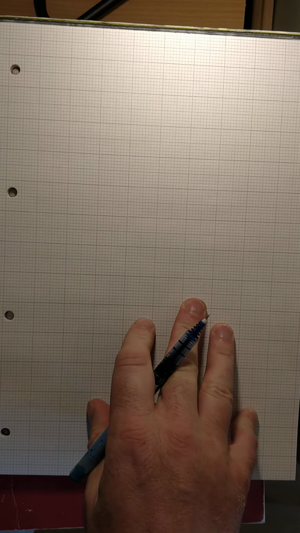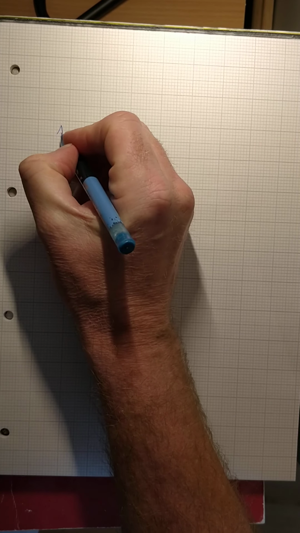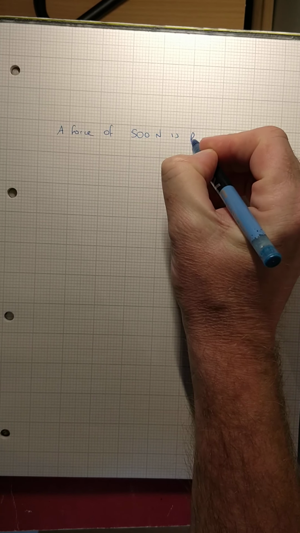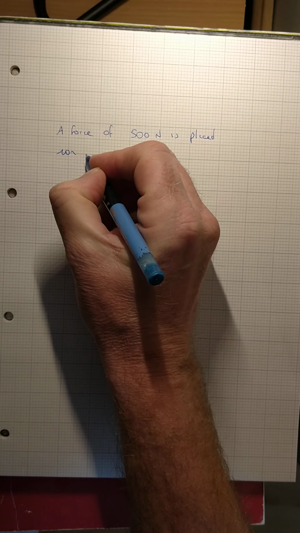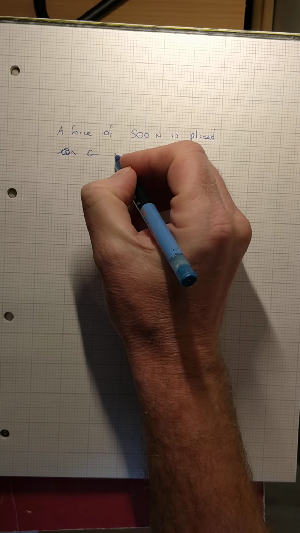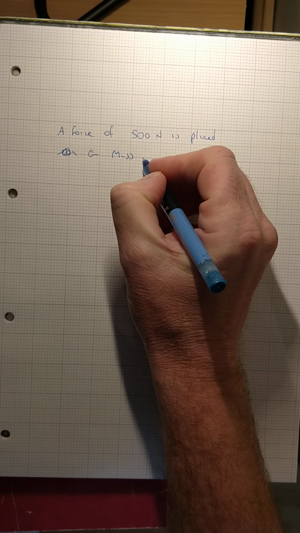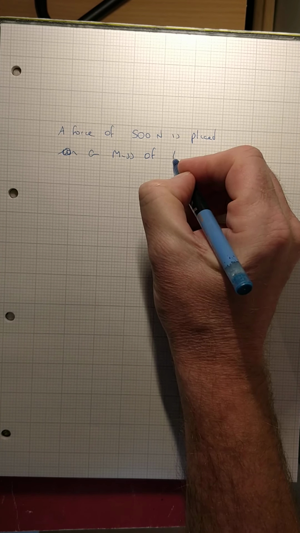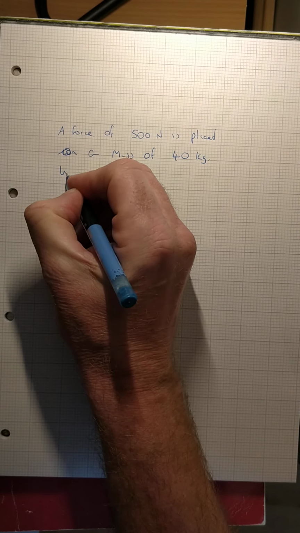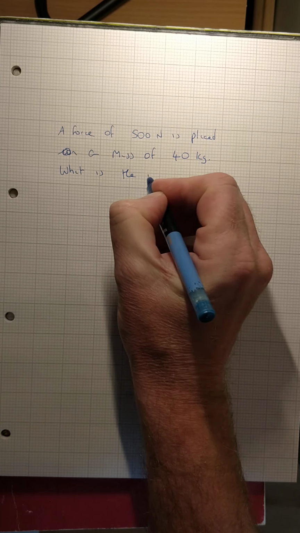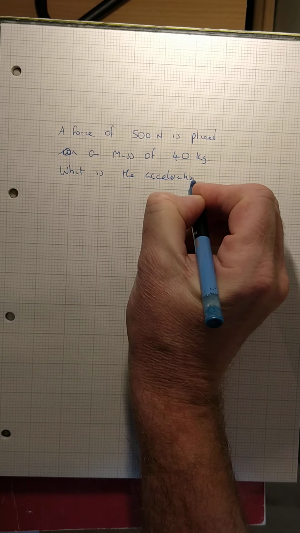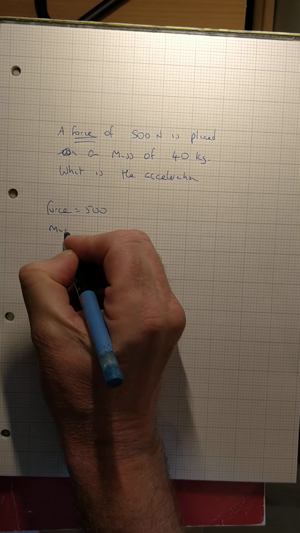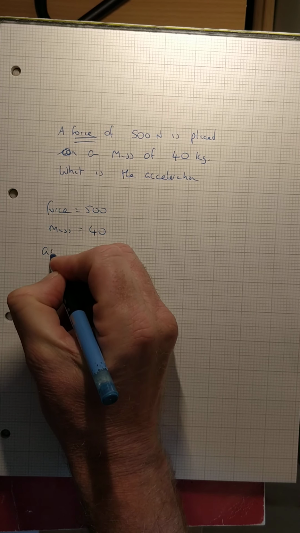Okay, so let's say force. A force of 500 newtons is placed on a mass of, let's say, 40 kilograms. What is the acceleration? So you look at this now, and it's the force question. You're told the force was 500, you're told the mass is 40, and you're asked for the acceleration.